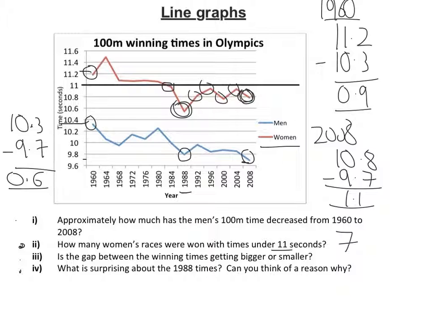Well, it could be that the conditions were better. They might have a big wind behind them to push them along. It could be an outstanding individual. Or, being that this is athletics, and as you know from news today, it could be something to do with drugs. So there you go. That's a line graph and how to interpret it.